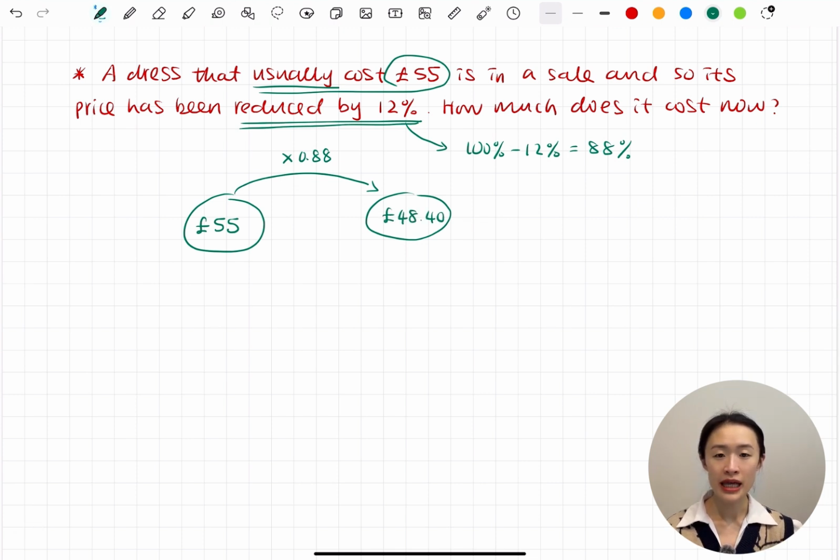Just to summarize, if it's being increased, you are going to add that percentage to 100%. And if it's being decreased, you're going to take that away from 100%. We always start with 100%. And then based on the question, we can decide what is our scale factor. With these questions, we always start from two circles and an arrow, going from the starting point to the ending point. Okay, now moving on to the next one.